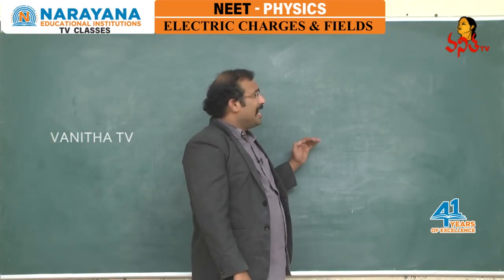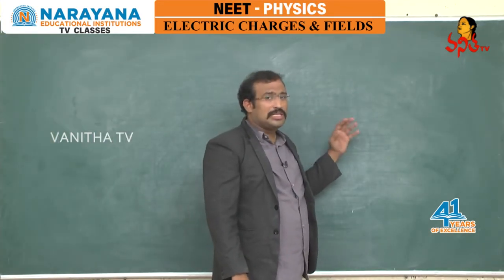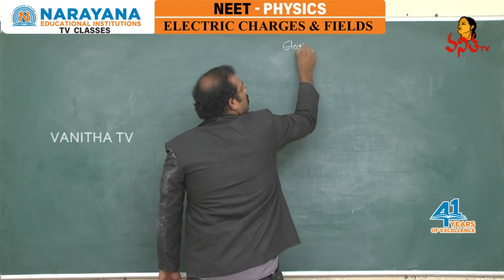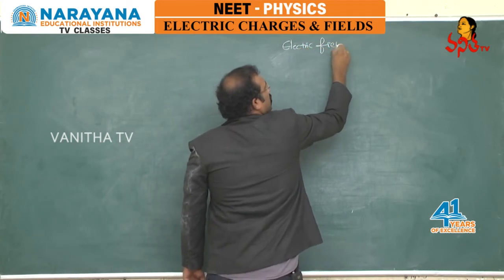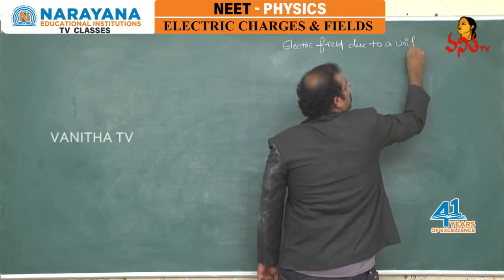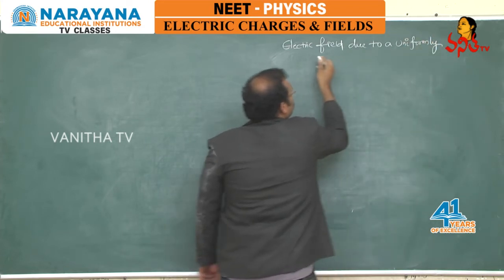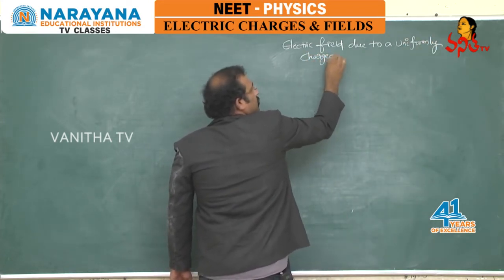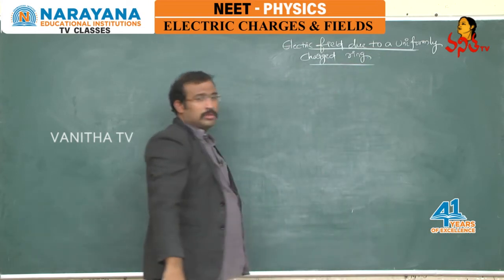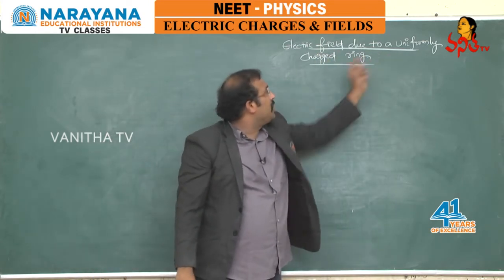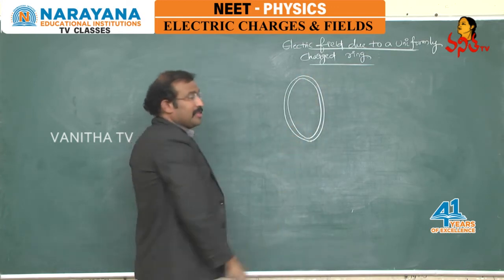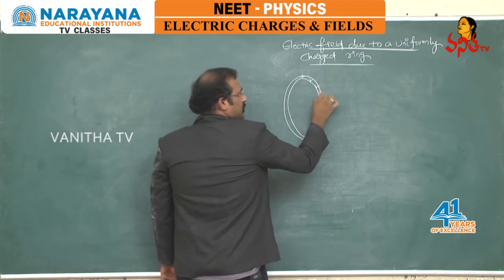Let us see electric field due to some uniform charge distributions. First one is electric field due to a uniformly charged ring. Now we are going to discuss the electric field due to a uniformly charged ring. Let us take a ring like this. Let this be positively charged.